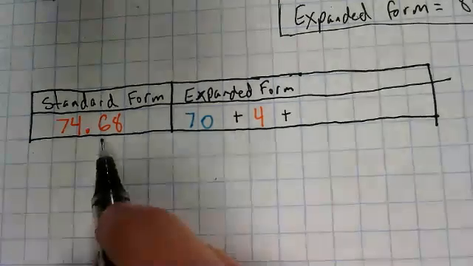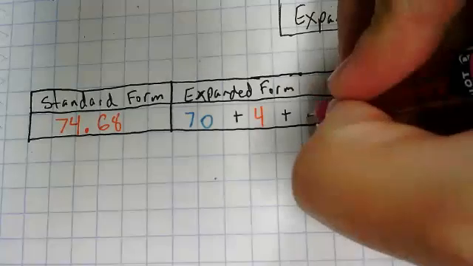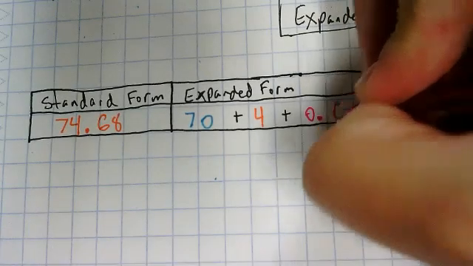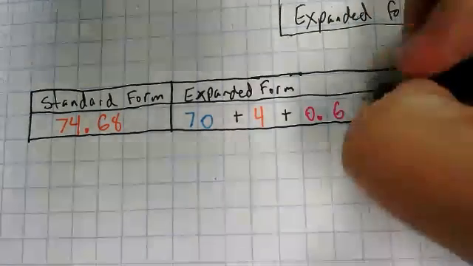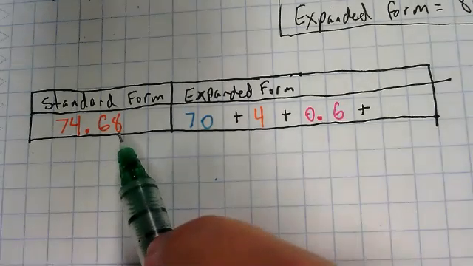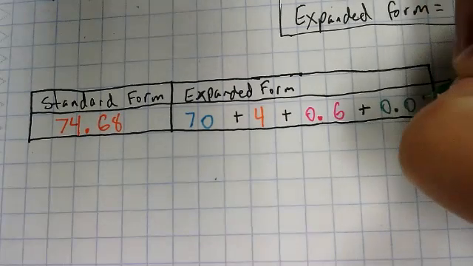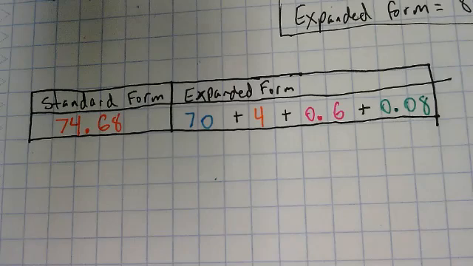Plus, now we get into our decimals. Now, we know what the 6 represents. That 6 represents 6 tenths, and we write that as 0.6. And lastly, we have this 8, and this 8 is in the hundredths place, so it stands for 0.08.